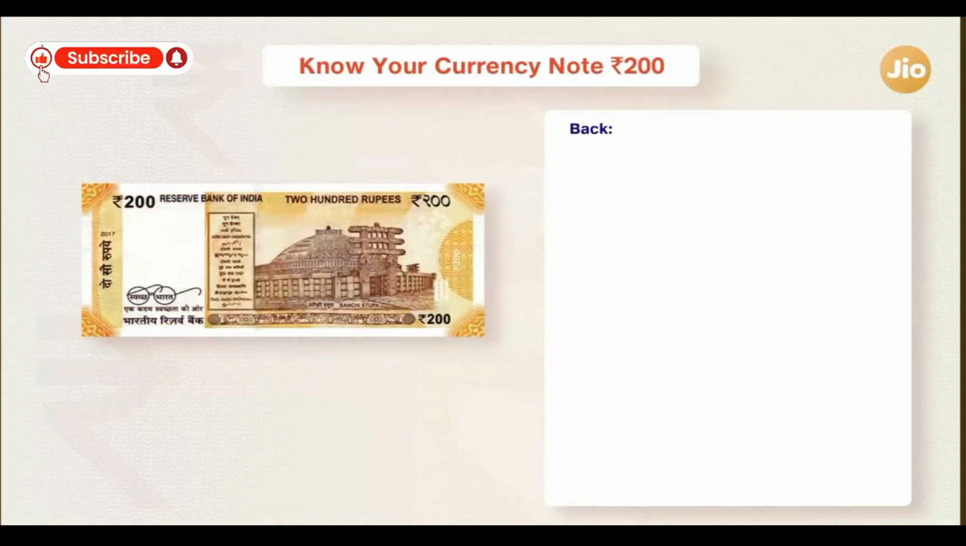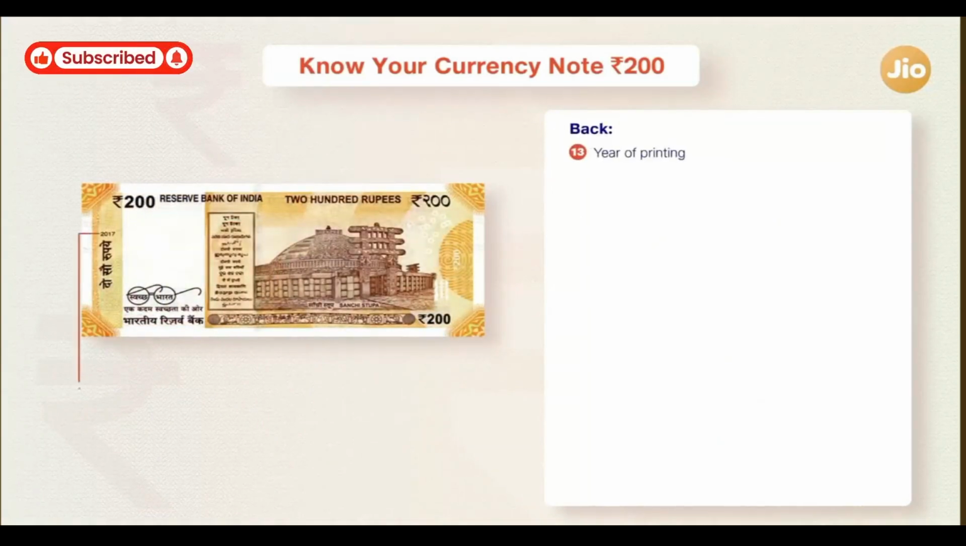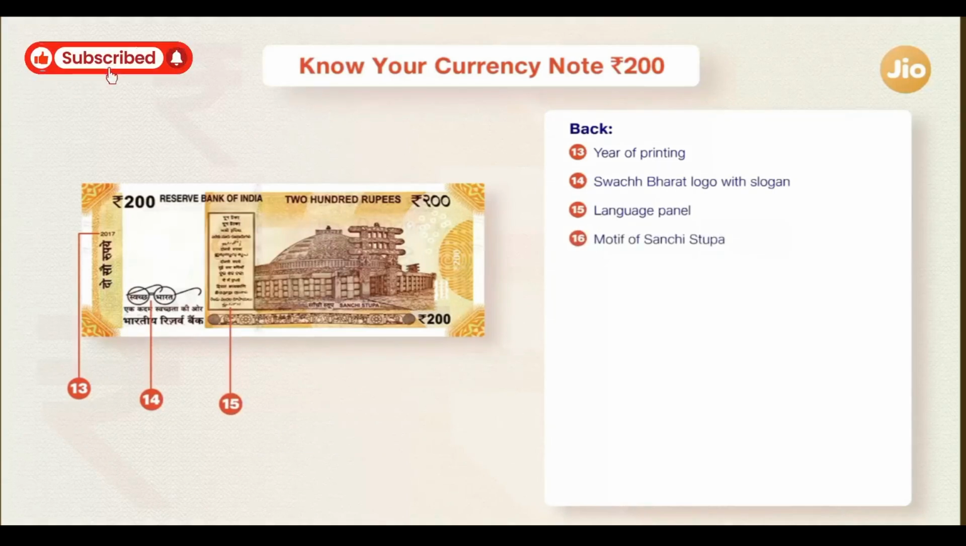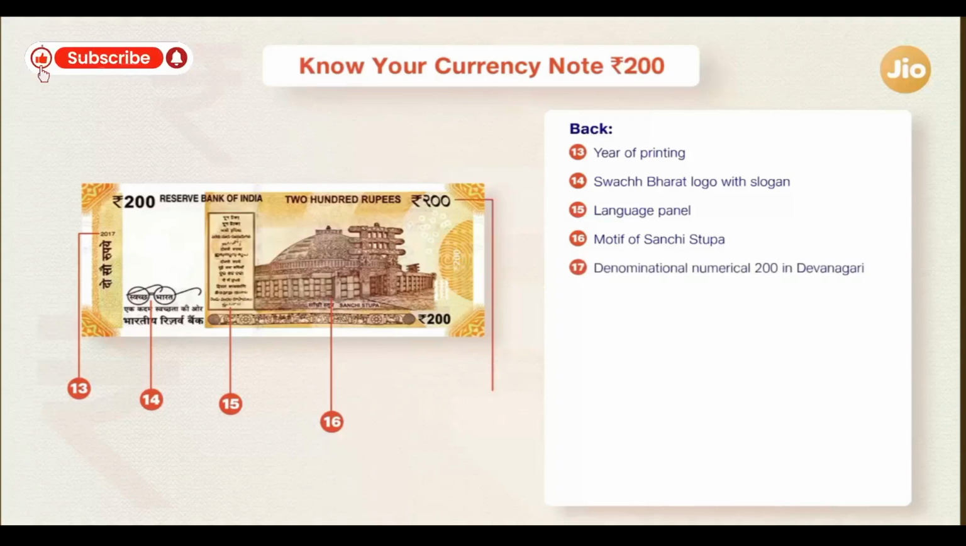At the back, you will find the following. 13th, the year of printing. 14th, Swachh Bharat logo with slogan. 15th, language panel. 16th, motif of Sanchi Stupa. 17th, and the denominational numerical 200 in Devanagari.